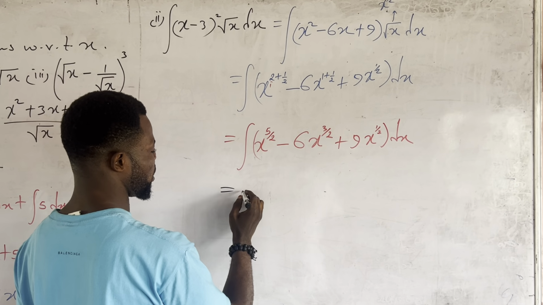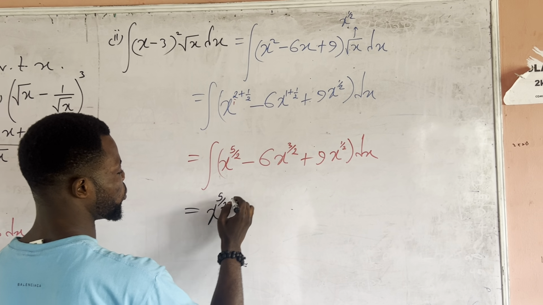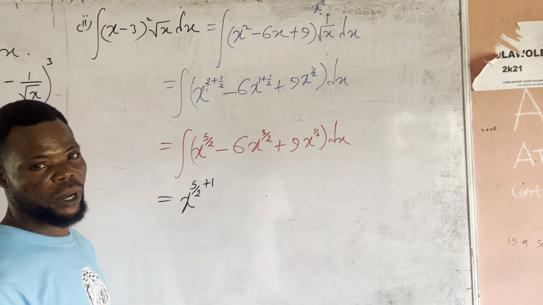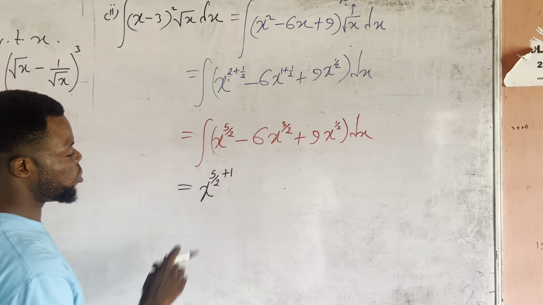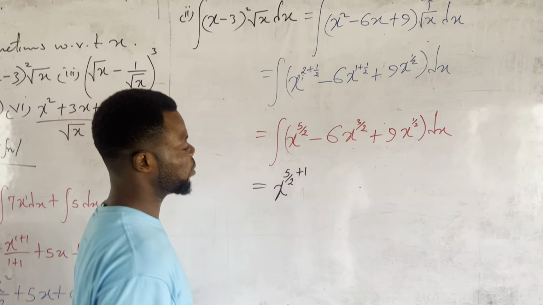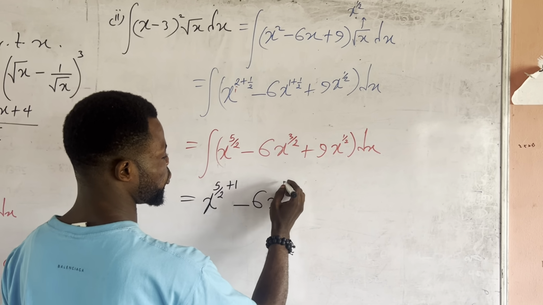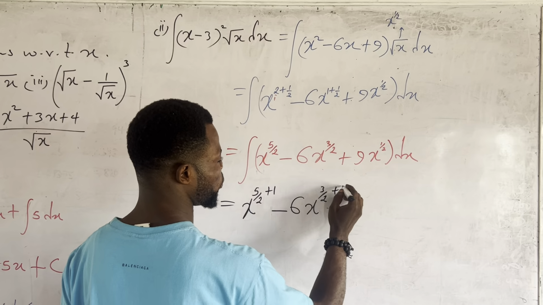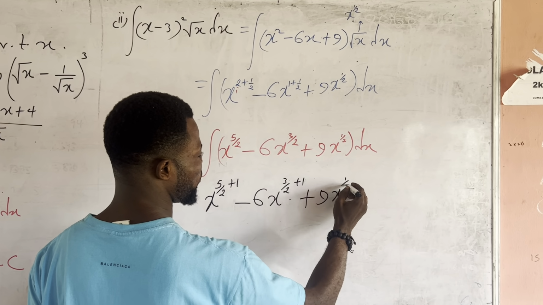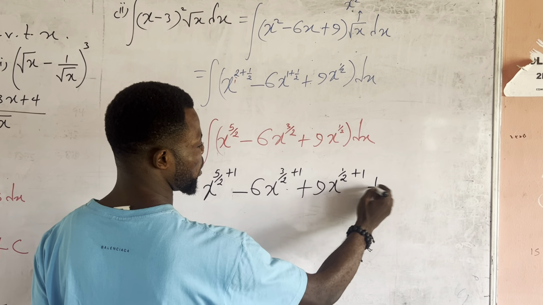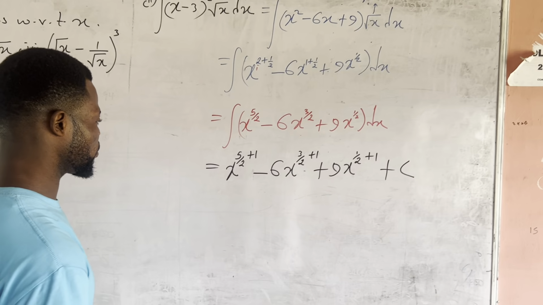So what do we do? We integrate this. We have x raised to the power of 5 over 2, so we are adding 1. Anytime we are differentiating, we subtract 1, but here we are adding 1. So minus 6x to the power of 3 over 2 plus 1, then plus 9x to the power of half plus 1. Then always remember your constant term, which is plus c.